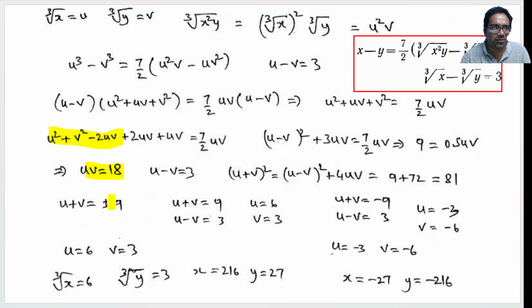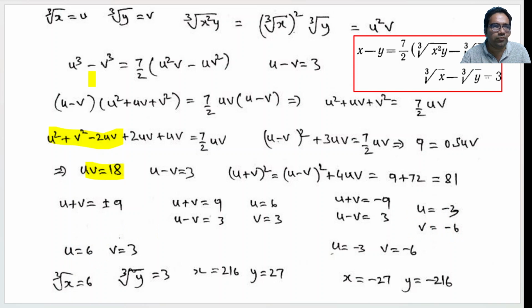Then let's take u plus v equals plus 9 once and u plus v equals minus 9 once, and u minus v is still 3 in both the cases. U plus v is 9, u minus v is 3, so u equals 6 and of course v equals 3. And u plus v is minus 9, u minus v is 3, that means u is minus 3 and v equals minus 6.